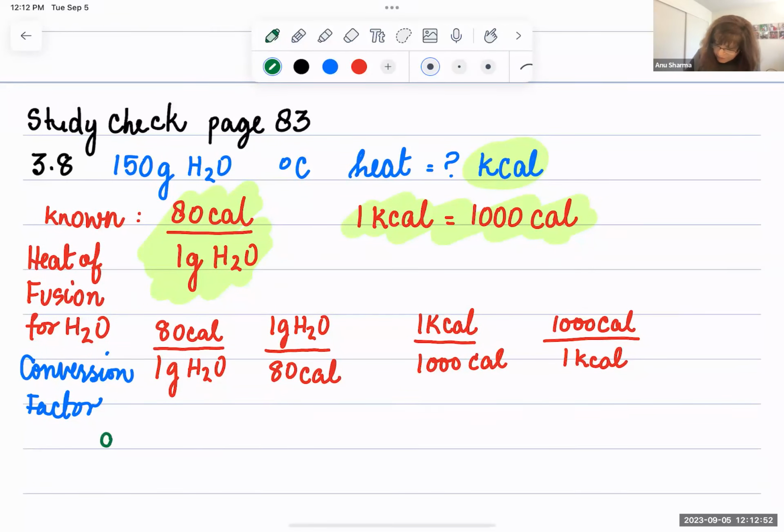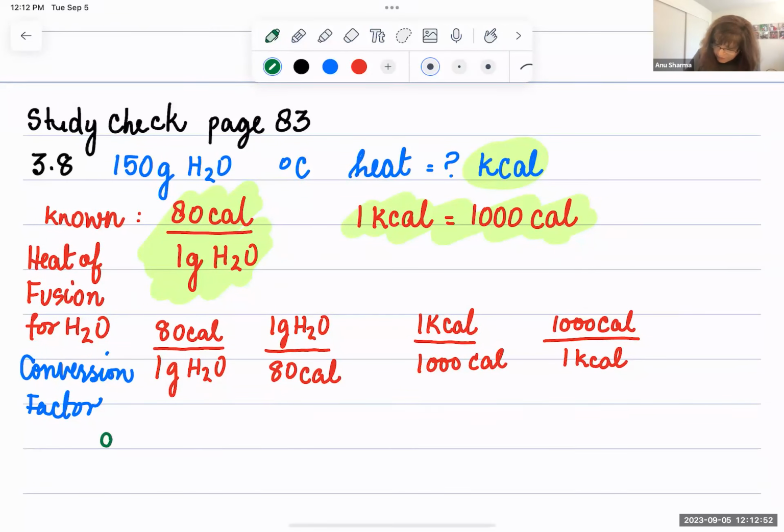grams of water, 150 grams of water times, okay, convert to calories. So 80 calories is produced when 1 gram of water, or 80 calories is involved in transforming 1 gram of ice to a liquid. Next is, from here only you can start this, 1 kilocalorie over 1000 calories.